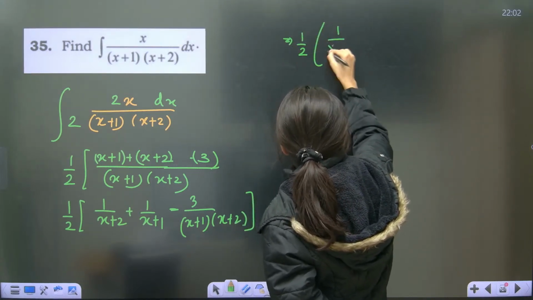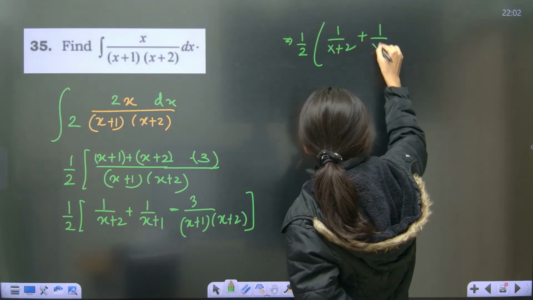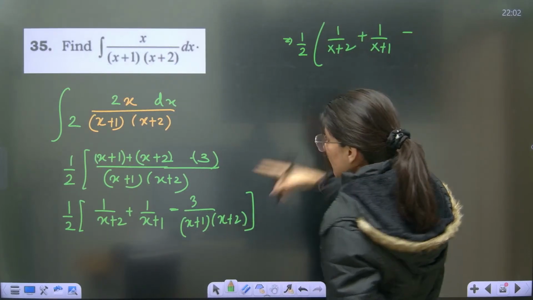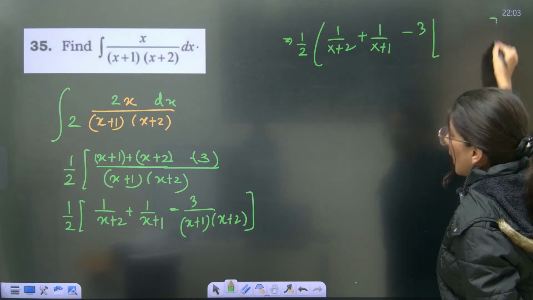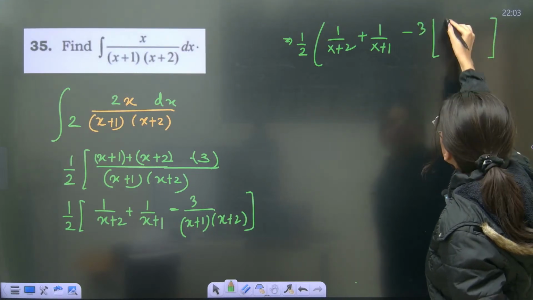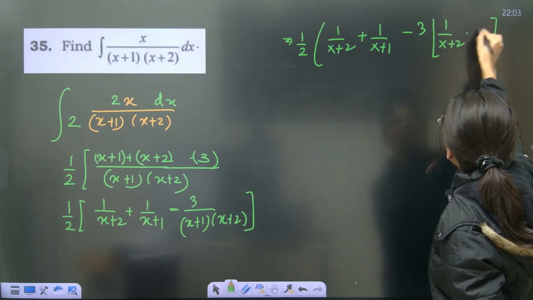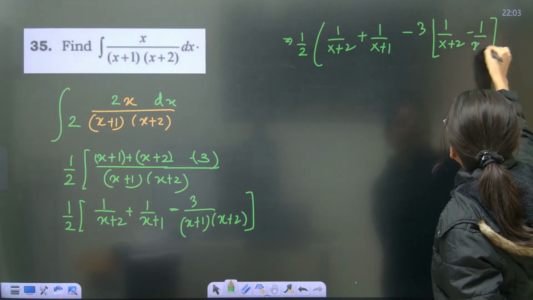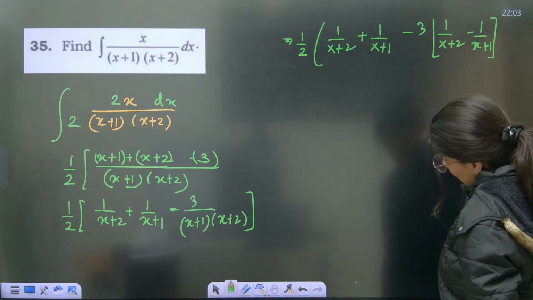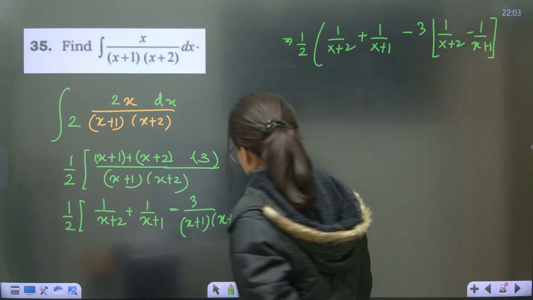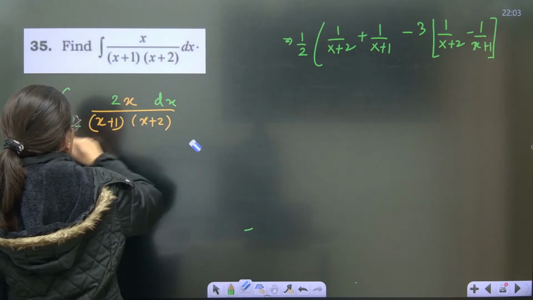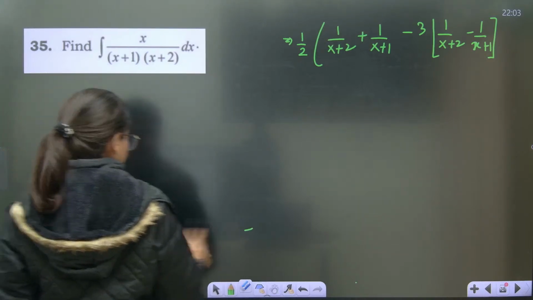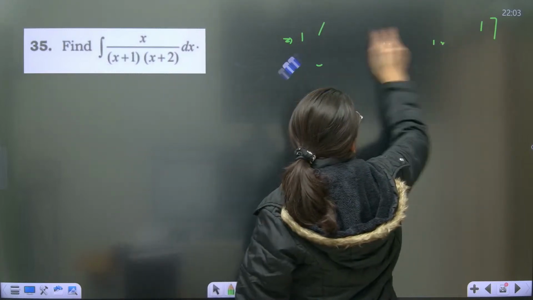1 upon x plus 2 as it is. 1 upon x plus 1 as it is. Minus, what about this? Minus 3, I'll be keeping it right here. And can you see, I can just write it as 1 upon x plus 2 minus 1 upon x plus 1. Actually, you can directly do that. Let's do that. Okay, let's not make it lengthy. Let's not multiply 2 over here. Directly we are going to do by partial fraction.